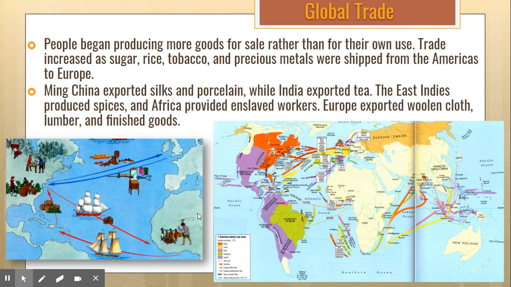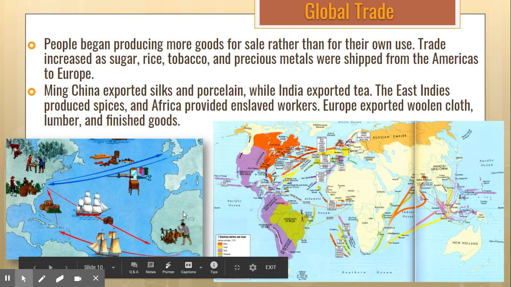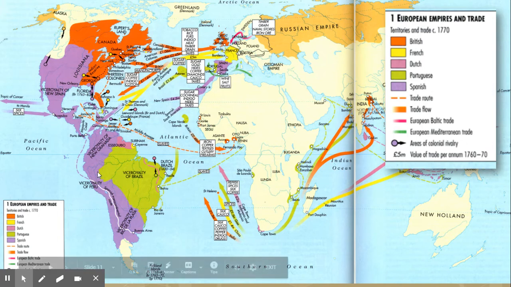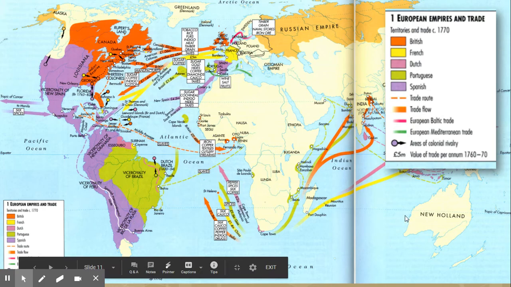Europe exported cloth. So they took the cotton from the different places, like from India, from the southern United States, and they turned it into actual clothes. They exported lumber and they exported finished goods. So everything that was actually finished, made into something that you could actually use, that's a finished good. And there's a great picture of all the different trade that was going on at that time, all the different trade routes. So the British in orange, the French in yellow, the Dutch, they kind of make both those look the same, but this would be all the Spanish down the west coast of the Americas.